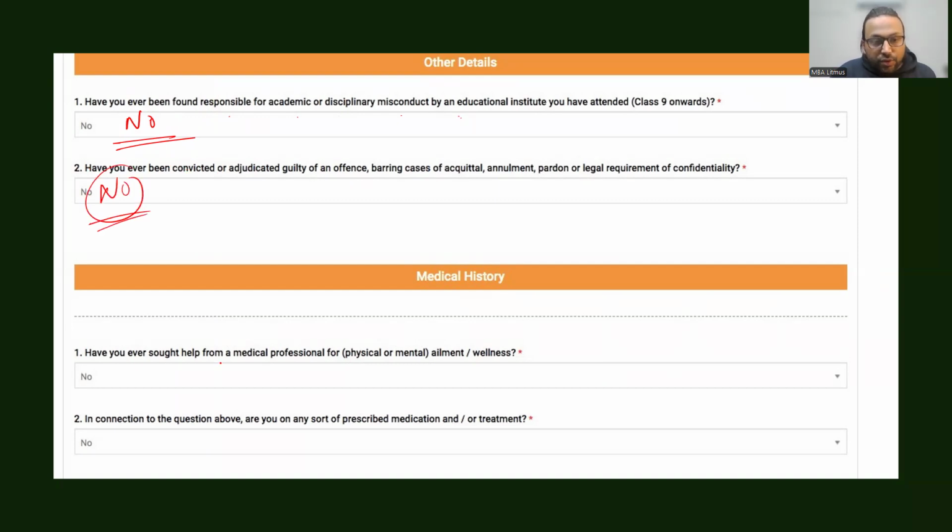Have you ever sought help from a medical professional for a physical or medical ailment or wellness? If there is anything which is chronic, then you talk about it, else you say no. Correct? Because everybody has gone to a doctor. But if there is something which is a chronic thing, then you should not hide it. You should tell them. In connection to the question above, are you on any sort of prescribed medication or treatment? If there is anything chronic and you are on medication or treatment, then you should describe that. Do it very briefly, be articulate.